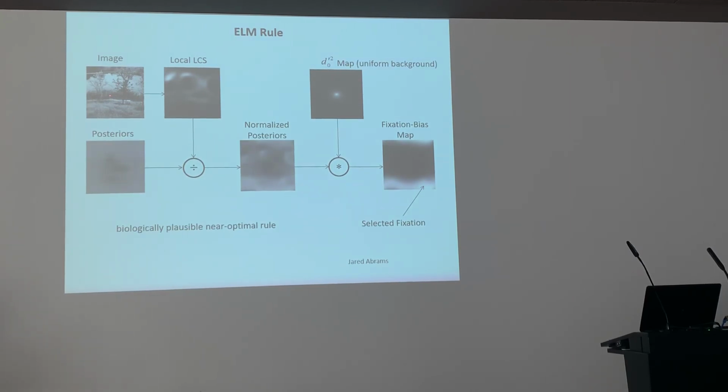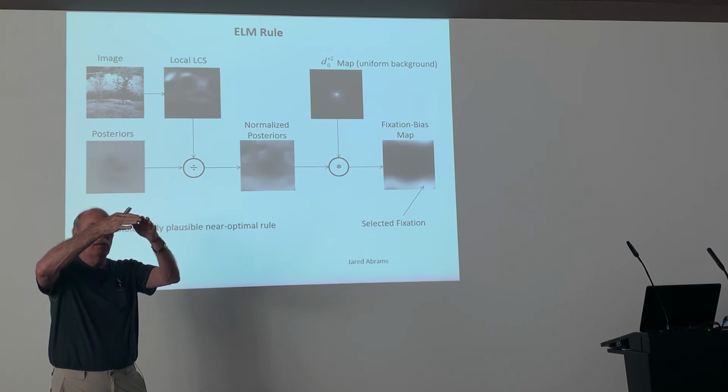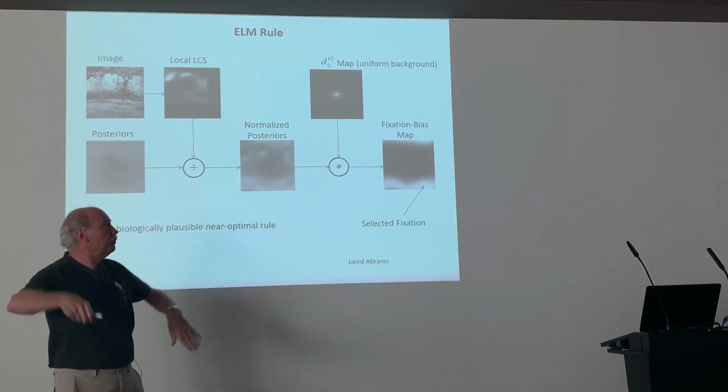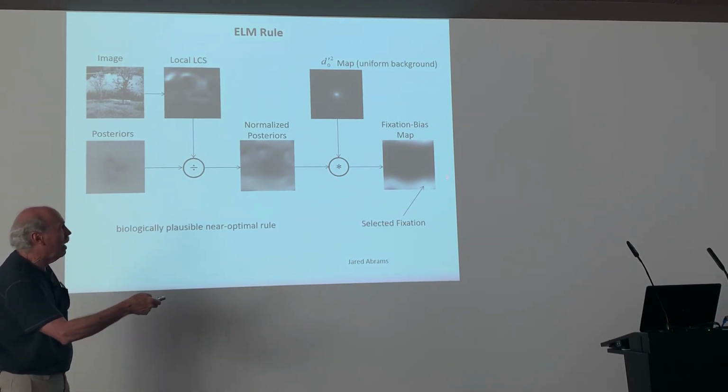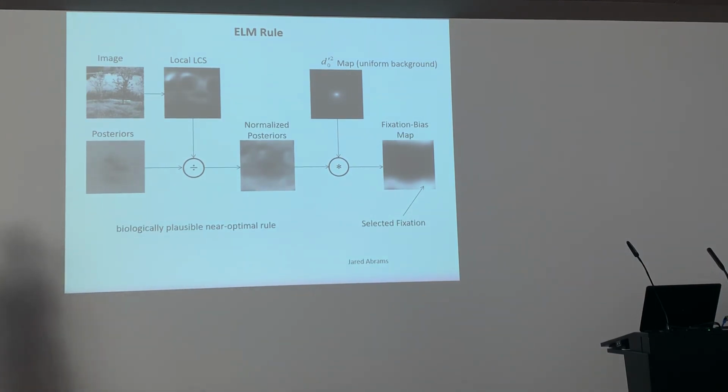If you have an image and you're fixating, you've got your local luminance, contrast, and similarity, and you essentially have a map of that. I've already shown you that kind of map for a natural scene. You have your current posterior probability distribution over possible target locations from your single fixation, and we have already seen how you compute that. What you want to do is normalize the posterior distribution by the local luminance, contrast, and similarity, and get these normalized posteriors. Then you blur that whole representation by the detectability across the visual scene on a uniform background. It's your detectability map. If you blur it with that, you end up with this bias map, and you just pick the maximum of that.